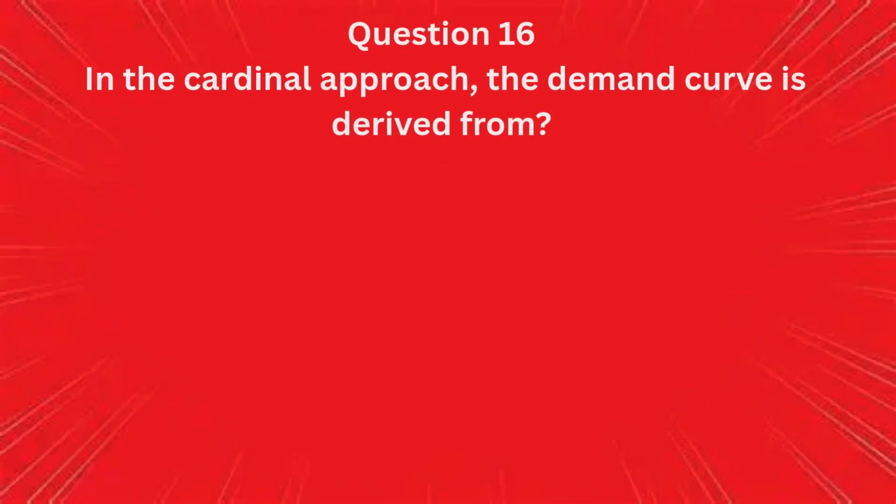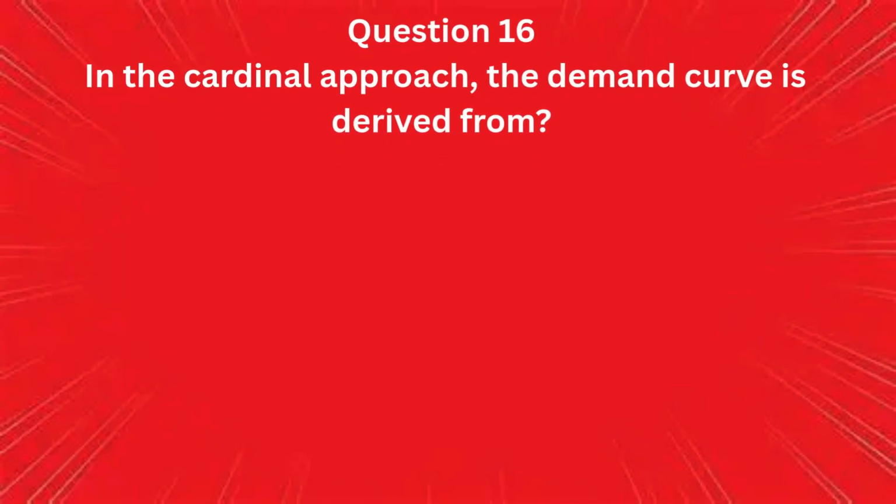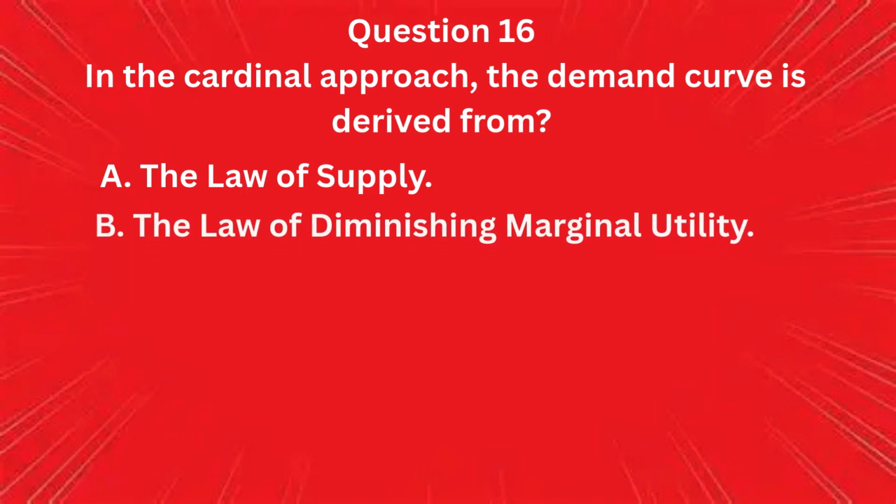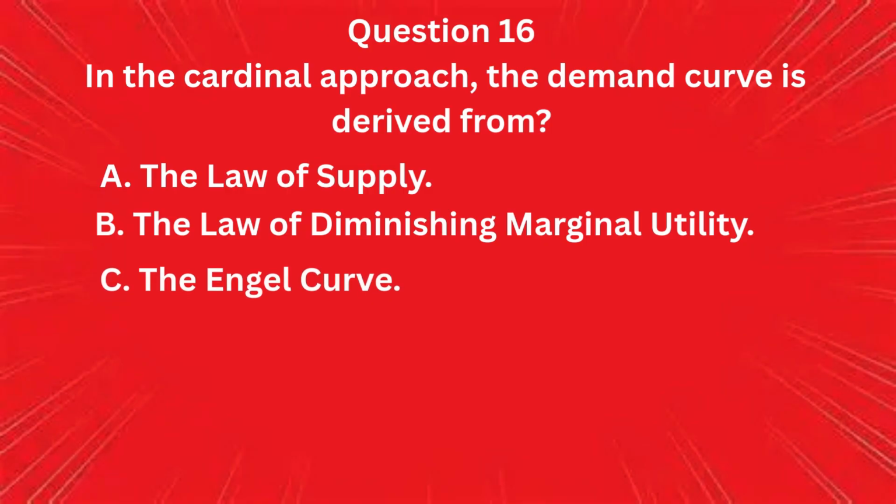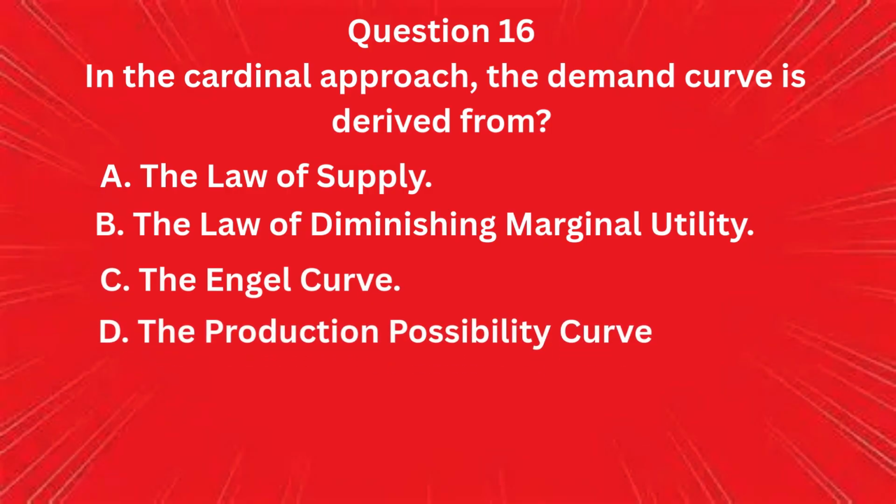Question 16. In the cardinal approach, the demand curve is derived from A. The law of supply. B. The law of diminishing marginal utility. C. The Engel curve. D. The production possibility curve.